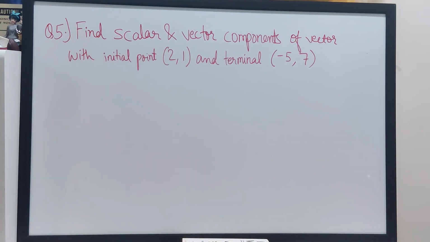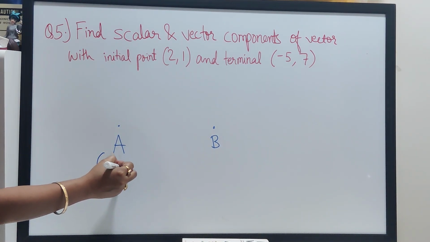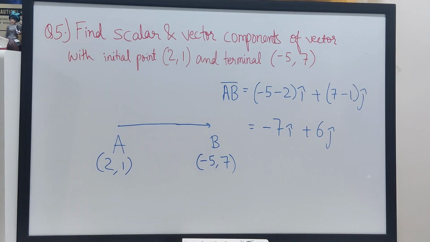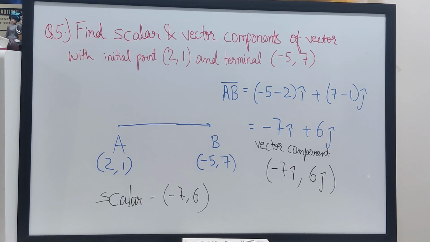Now find the scalar and vector component of the vector with initial point 2, 1 and terminal point -5, 7. So first calculate AB. So AB will be B minus A. So you have to subtract the components of A from B. So it will be -5 minus 2 plus 7 minus 1.